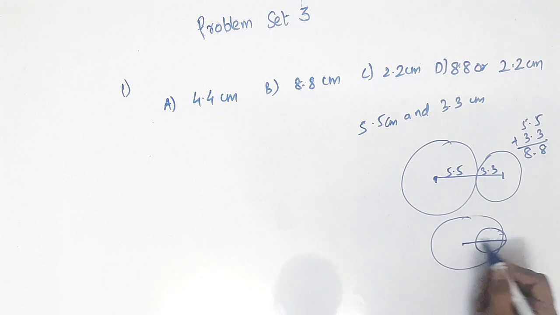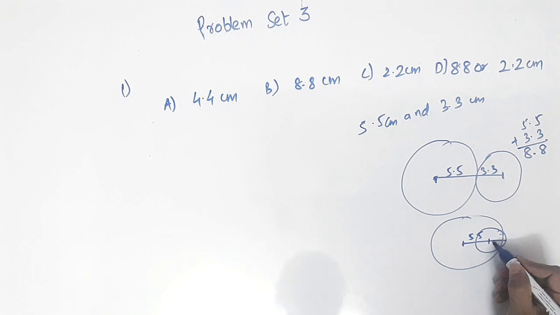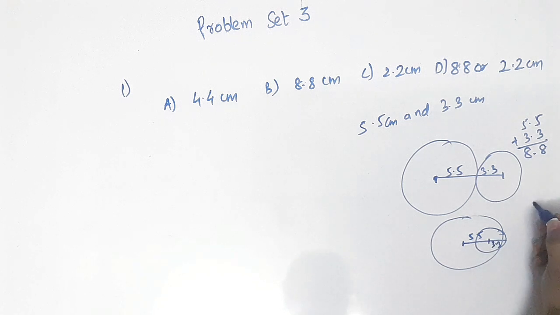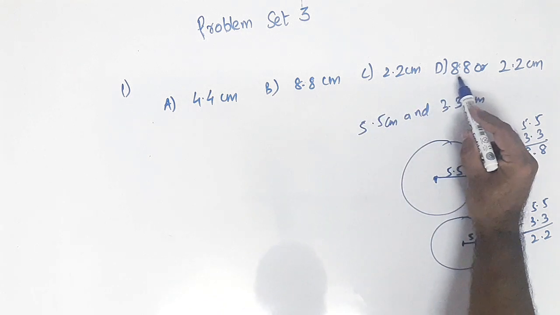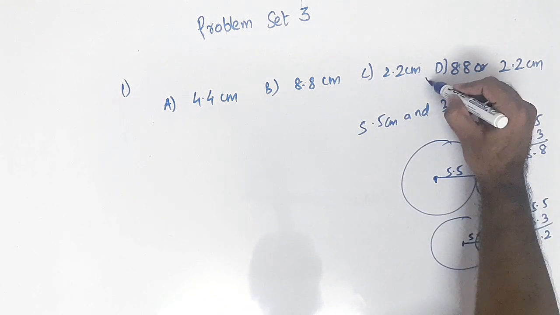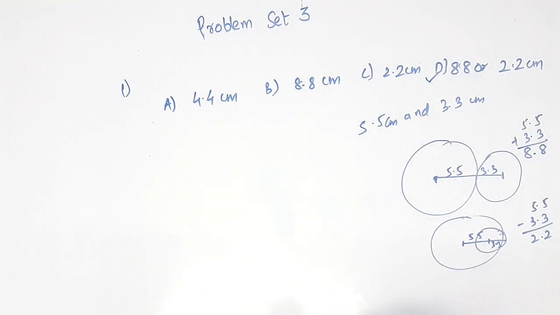So for internally touching circles, if you see, this is 5.5, this is 3.3. So 5.5 minus 3.3 comes to 2.2. So which option will you have? The D option. It can be 8.8 or 2.2. Okay, coming to the second one.